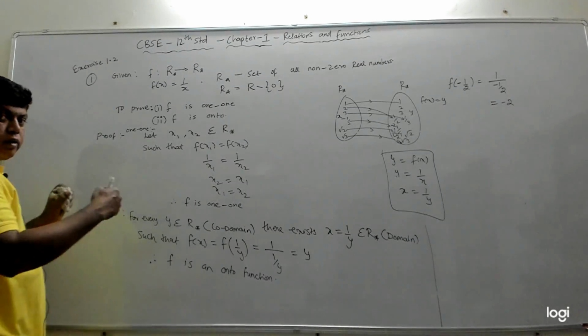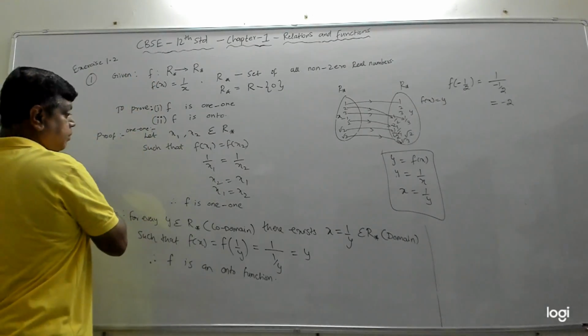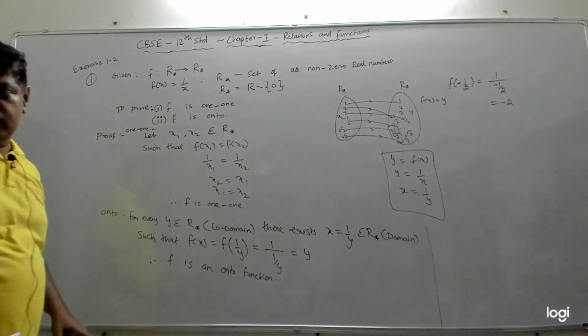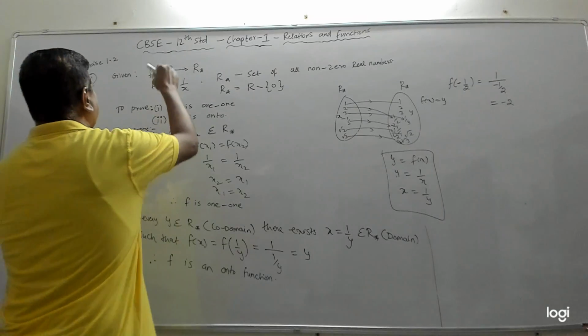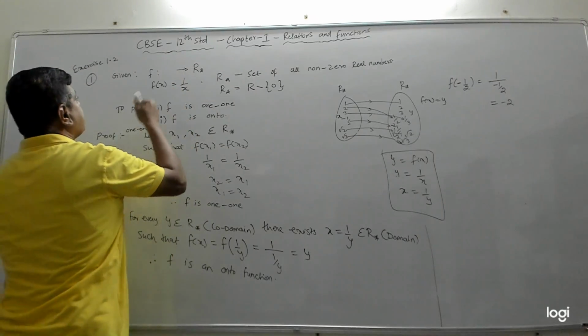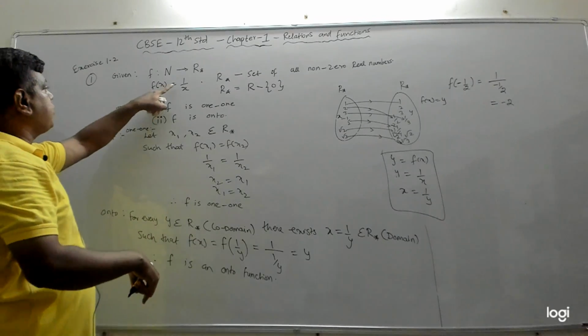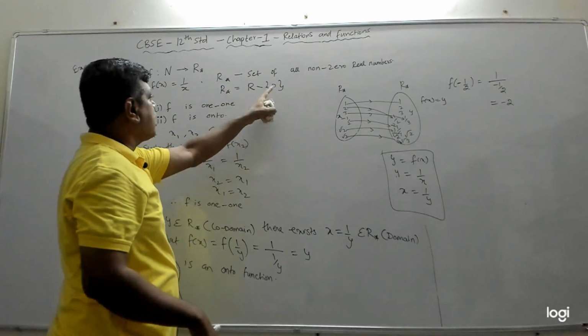The second part of the question is, so what is given? I am erasing this. So given is, suppose the domain is replaced by N. Suppose f is from N to R star. N is the set of all natural numbers. The same definition, f of x is 1 by x, and R star is the set of all non-zero real numbers. R star is R minus 0.